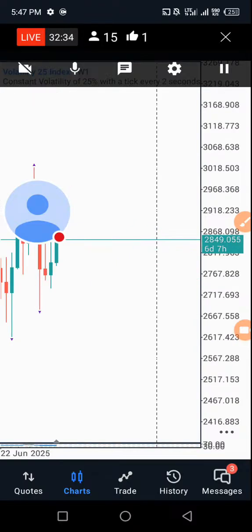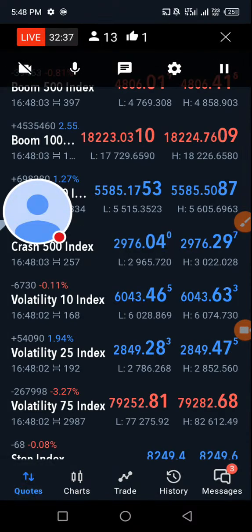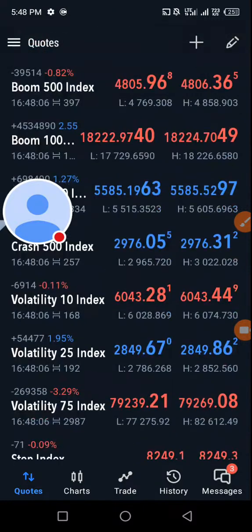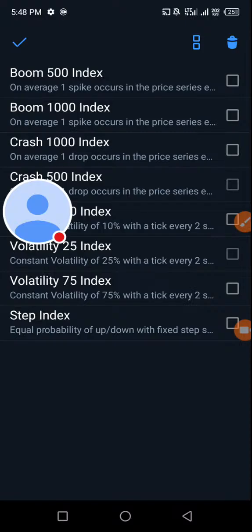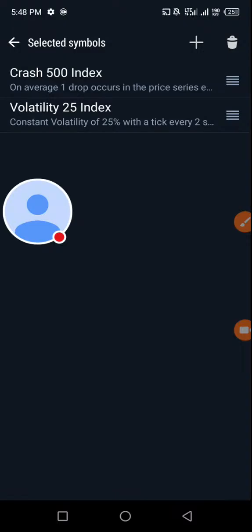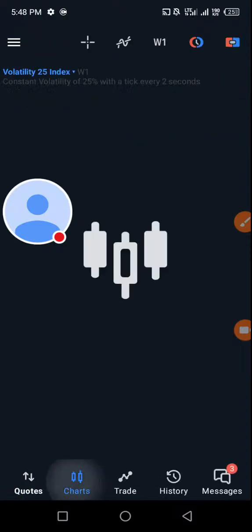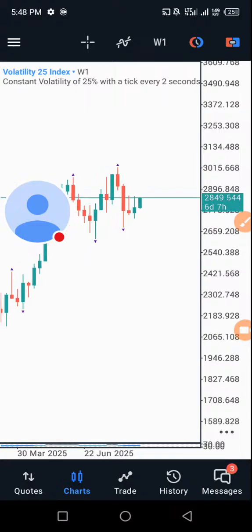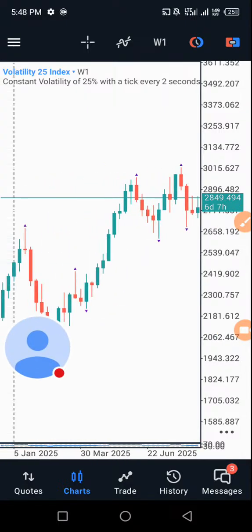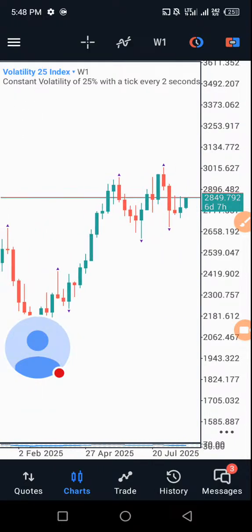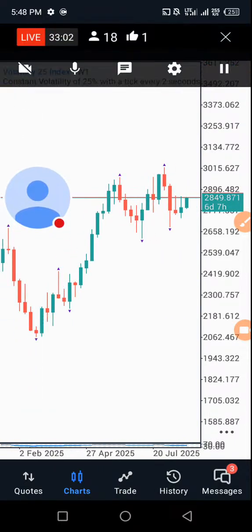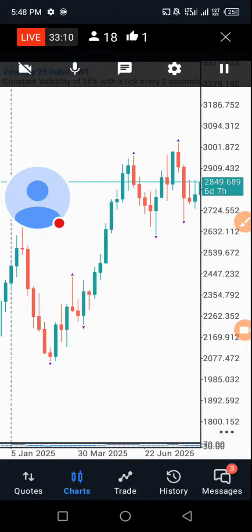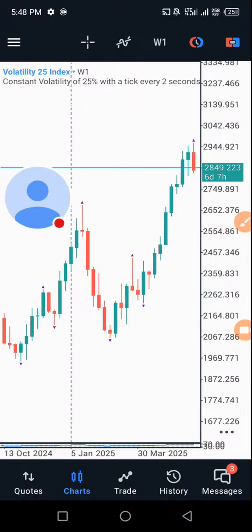Sorry for my chart, let me quickly remove other markets so that we will not be interrupted by them. Okay, so now if you look, it's the same approach, the same thing we did on Crash 500, guys. So that's why we say it's just a mindset thing, right?